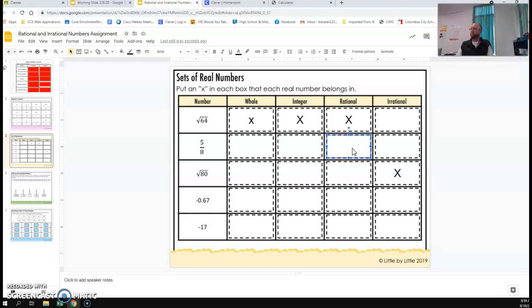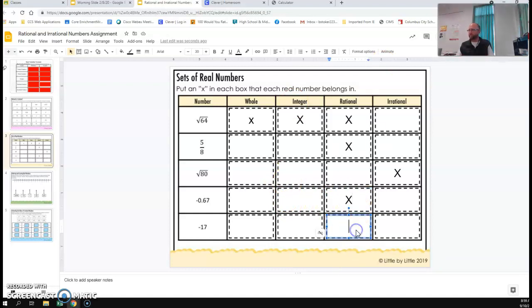All right, so 5 over 8 is just a rational number. 5 is an integer, 8 is an integer. Negative 0.067 is also just a rational number. Okay, it's a terminating decimal. It can only be rational. Integers and whole numbers, they can't have fractions or anything after a decimal, so you can't have that.